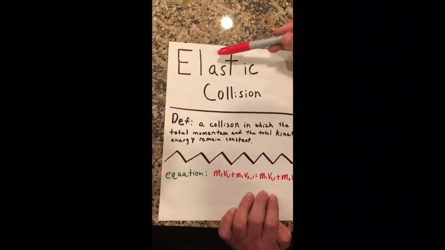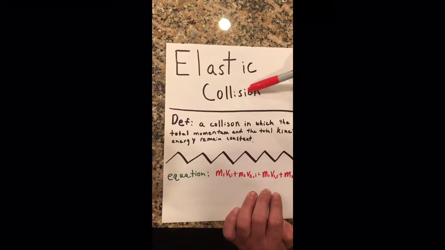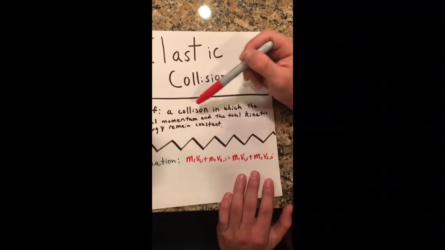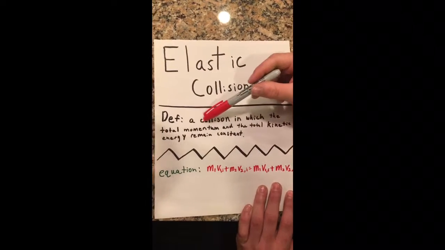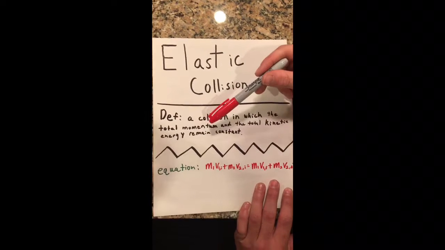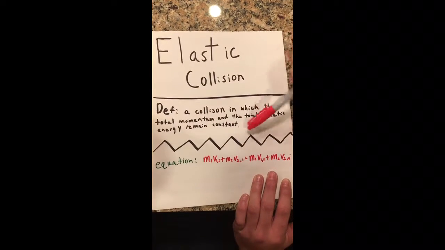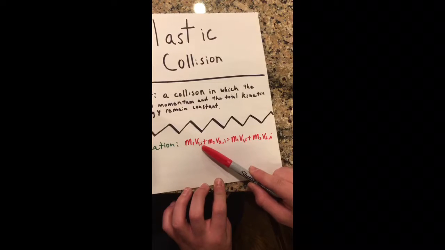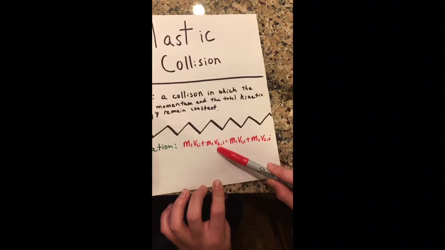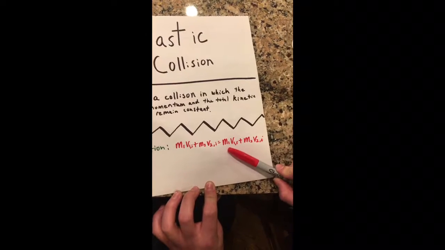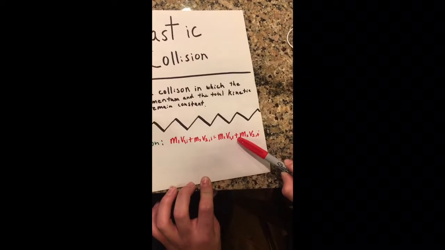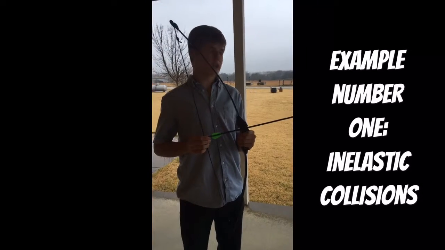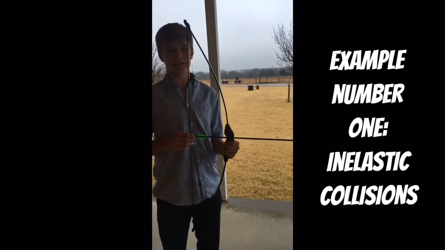By definition, an elastic collision is a collision in which the total momentum and the total kinetic energy remain constant. The equation is m1 times v1 initial plus m2 times v2 initial equals m1 times v1 final plus m2 times v2 final.